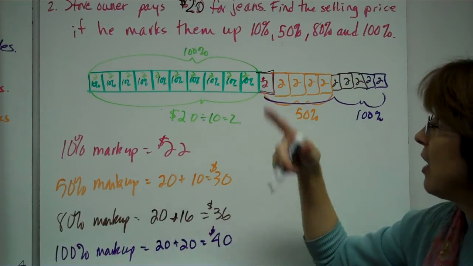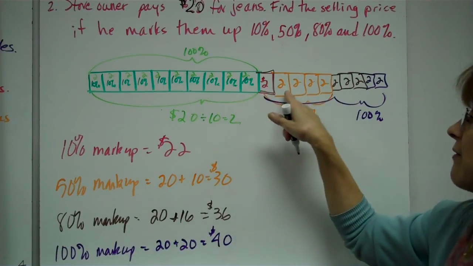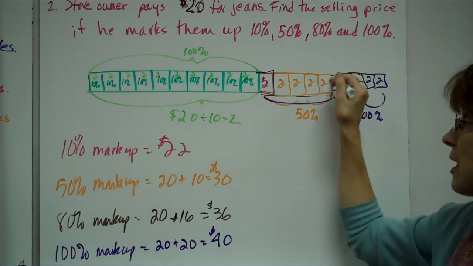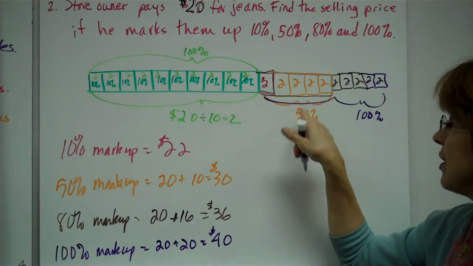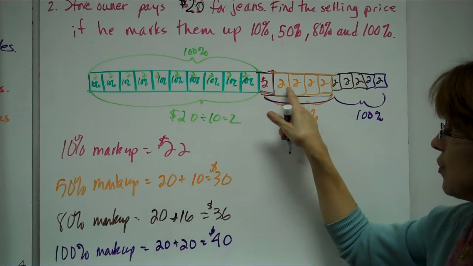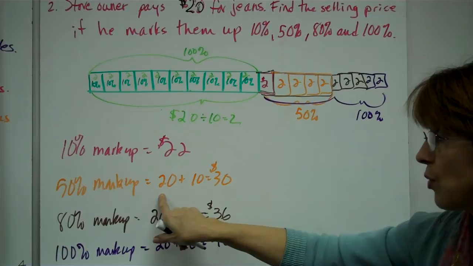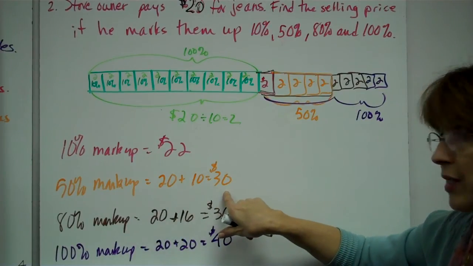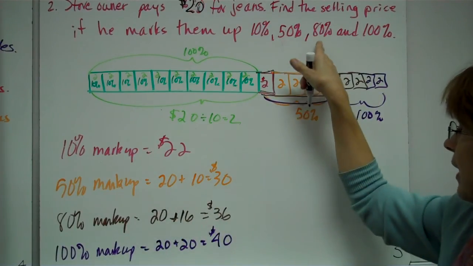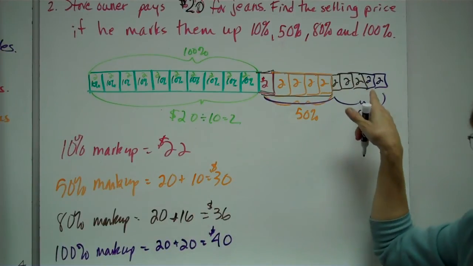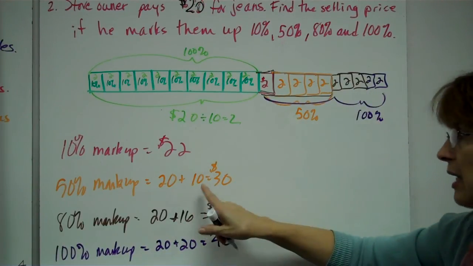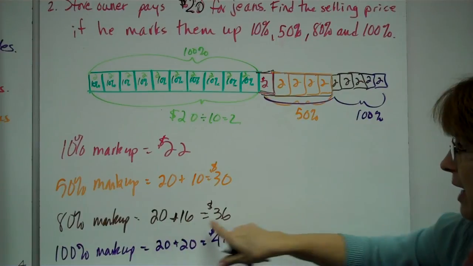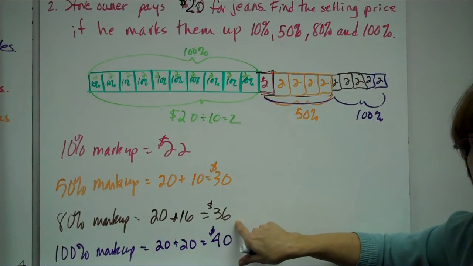All right, now he wants to mark it up 50%. He's got to add 5 more boxes, which would be all of these. But again, each box is $2. That would be my 50%. So 2, 4, 6, 8, 10. So he'd add $10 to the $20, and that would give you $30. Okay, then for 80, he'd add 8 boxes, which would be $16 more. So he'd ask you to pay $36 for those jeans.